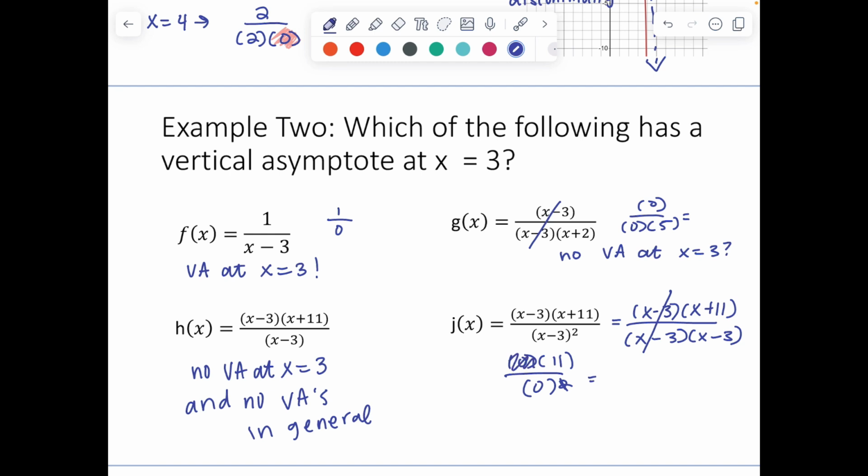And so for this one, there is a vertical asymptote at x equals 3, because there was more than 1 zero on the numerator or on the denominator when you plugged in 3. So a removable discontinuity can only cancel out one of them, and so for this one there is a VA at x equals 3.